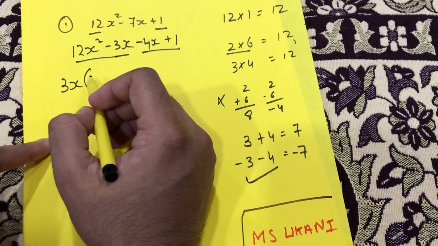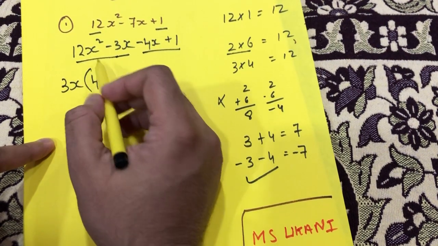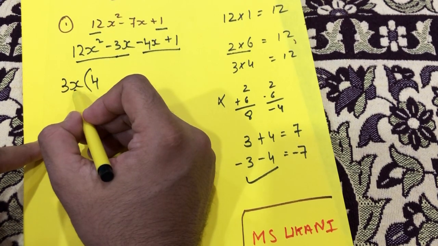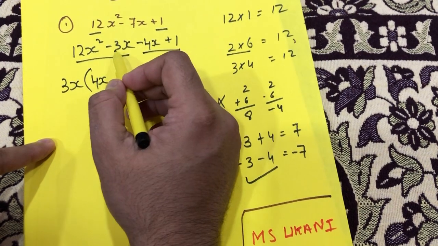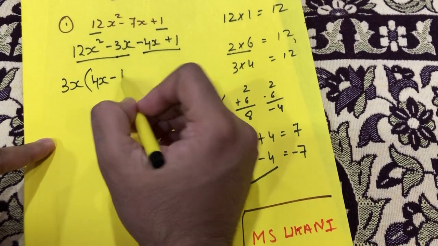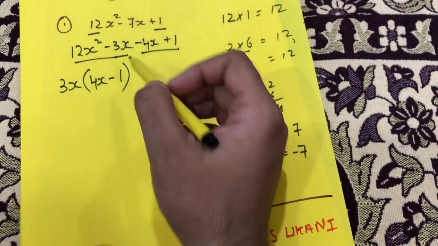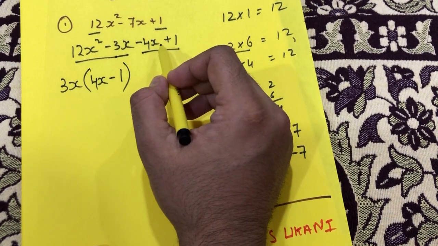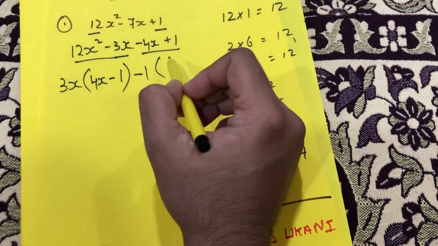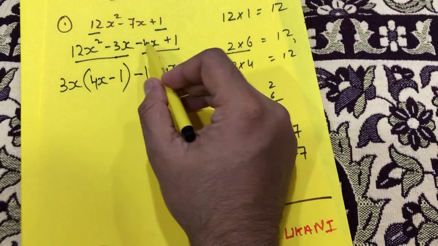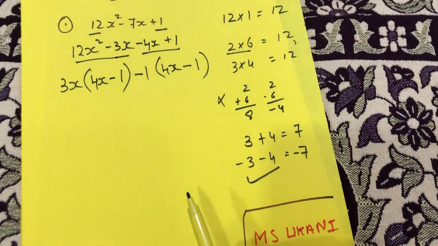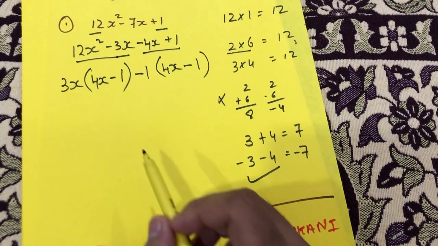So now in the bracket, 3 fours are 12 will remain, 4x. Here already 12x square is there and we had taken 3x as common, so 4x remains. And here minus 3x we had taken out as a common, so 1 will remain. Now in this pair, what is the common? Nothing is common, so minus 1 will remain as a common, and in the bracket 4x minus 1 will remain.